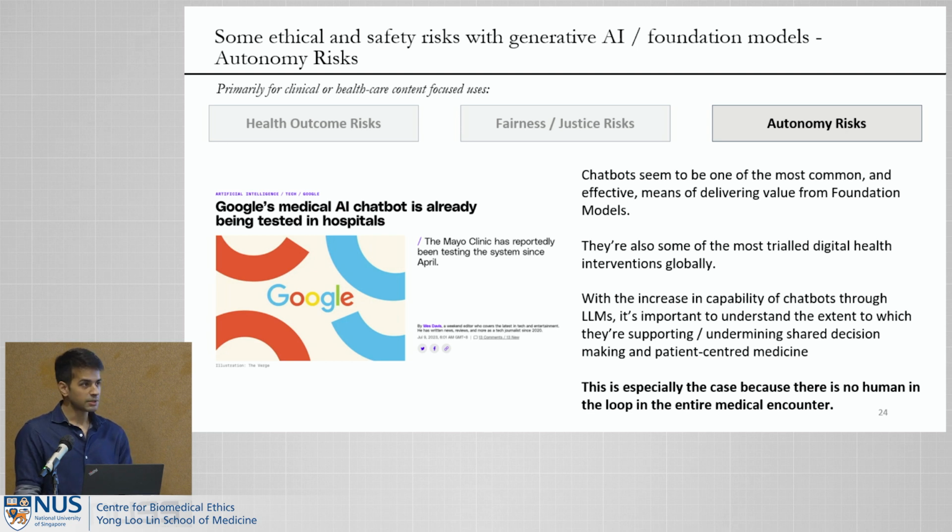And this is especially the case if they're deployed in ways that there is no human in the loop in the entire medical encounter, right? So if they're deployed just as a public health intervention or as an initial triage step on whether you need to go to the doctor or you don't need to go to the doctor, there may be many cases where there is no human in the loop. How do we actually test for whether shared decision-making is instantiated or not?